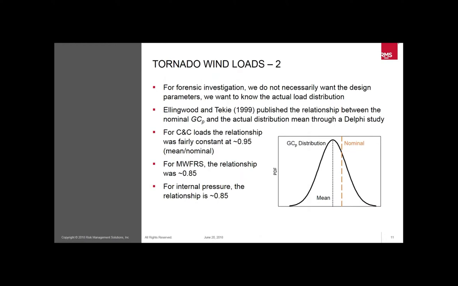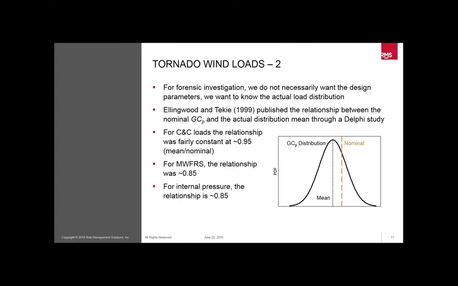Okay. Now, something that we've been discussing quite a bit is that for forensic analysis, we're not as interested in what the design loads or design parameters were. We want to know what the actual load distribution was, not the design load for the structure. So almost 20 years ago, Bruce Ellingwood and a student of his published a paper that looked at the relationship of the pressure coefficients in ASCE 7 versus the actual mean of the pressure coefficient distribution. The code tries to be a little more conservative, so this was trying to understand the relationship between what is prescribed for design versus the actual mean.